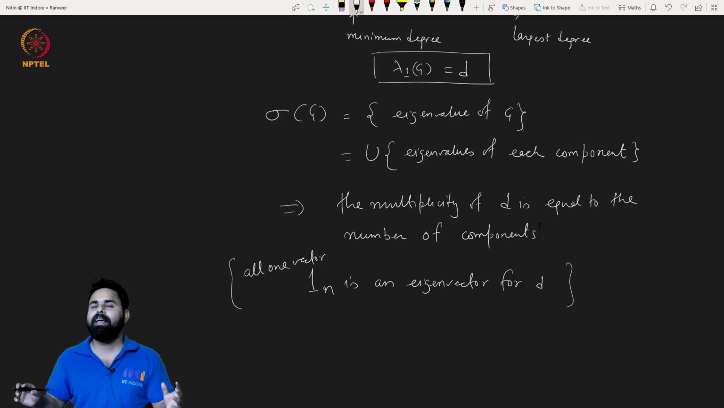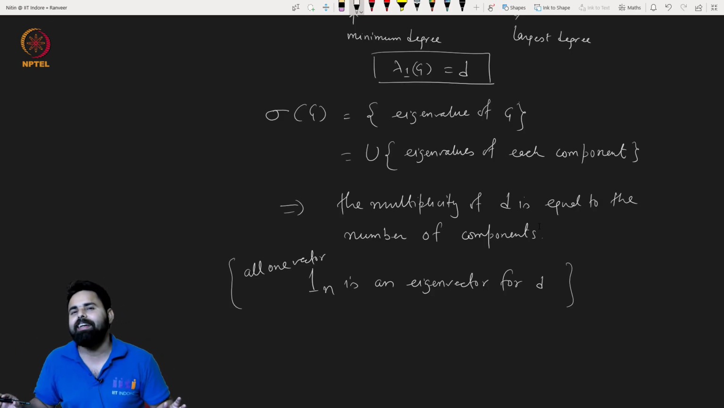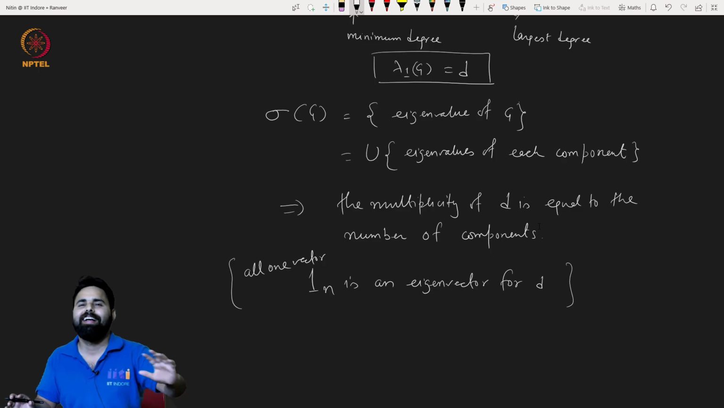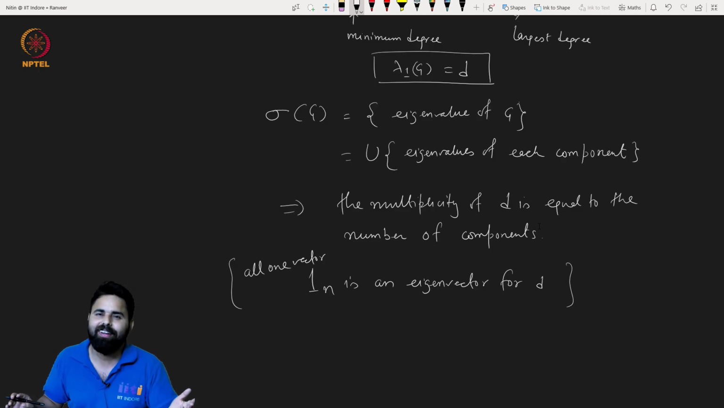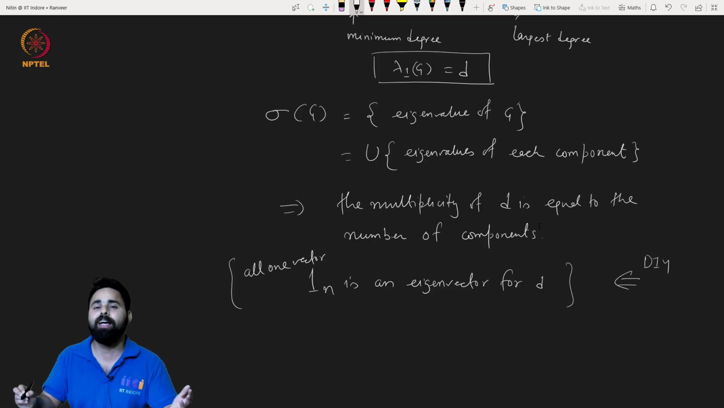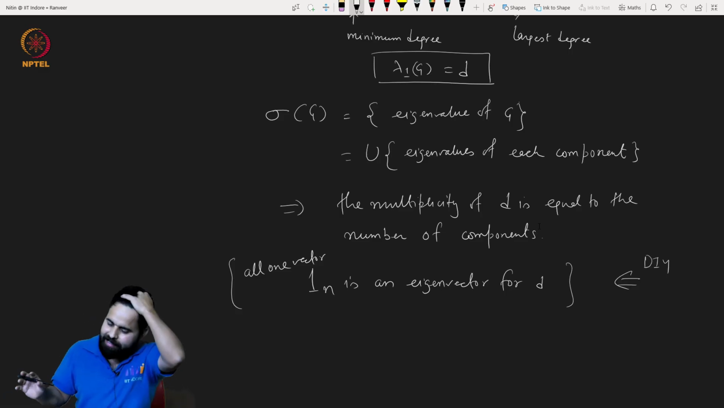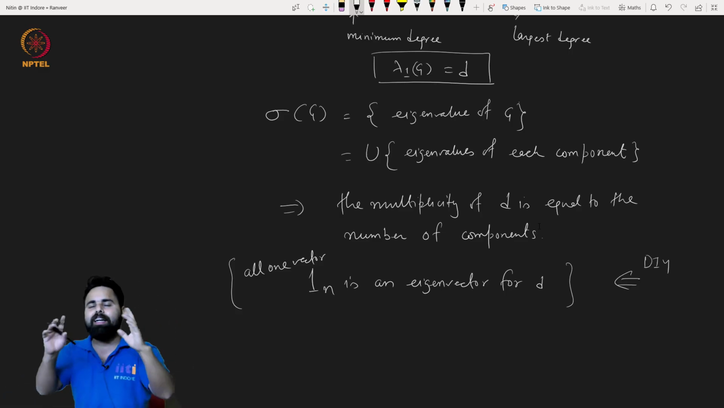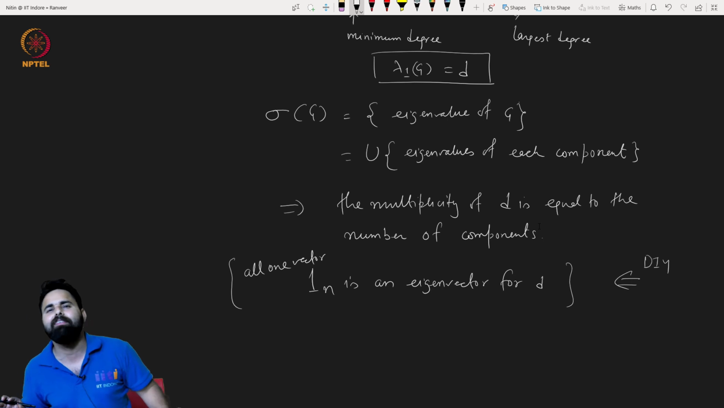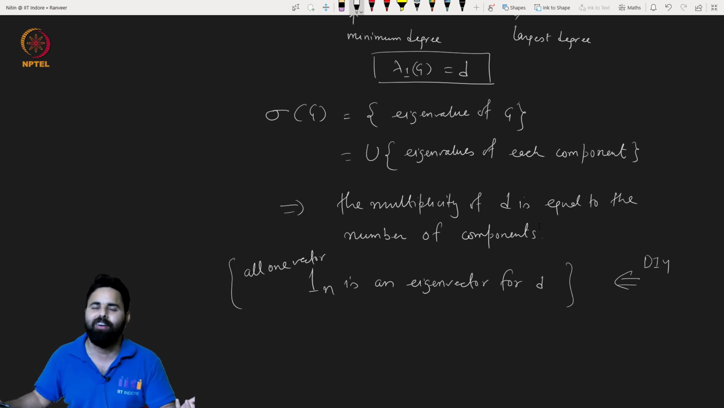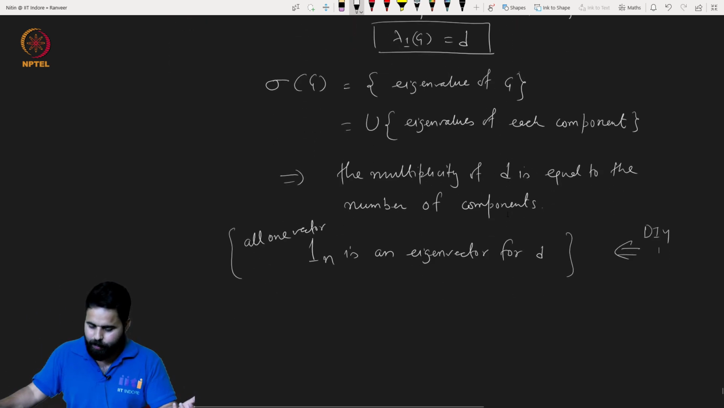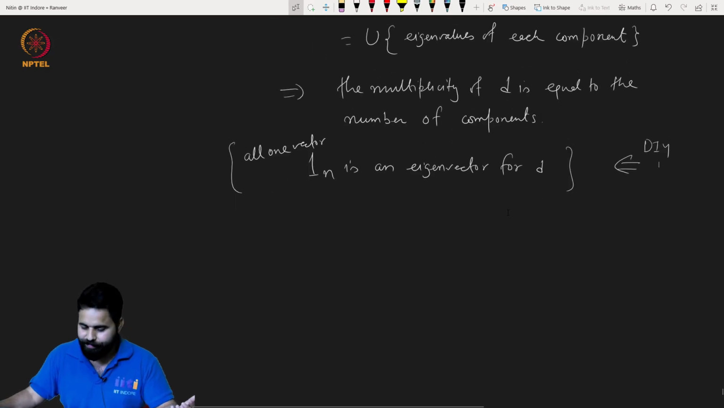If for D the all-one vector is an eigenvector, then the graph will be D-regular. The converse part is DIY for you. Why is this true? Just by looking at D and the corresponding eigenvector, you can tell whether the graph is regular or not. Very good. Now let us prove the second part.